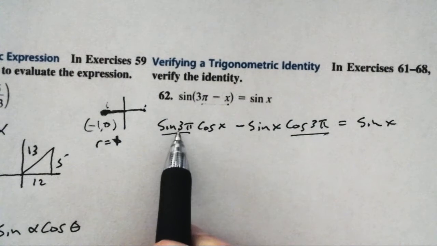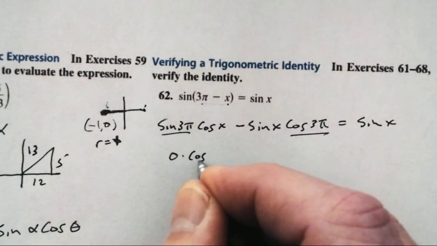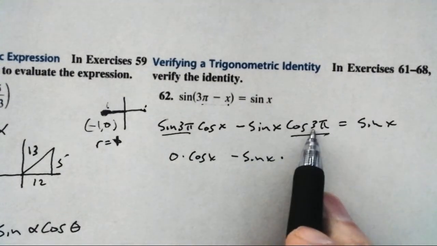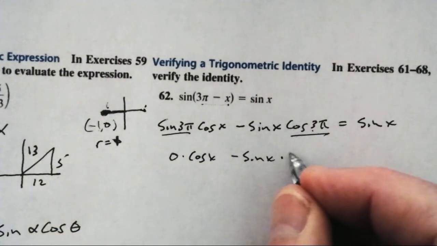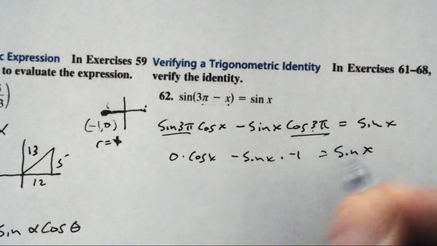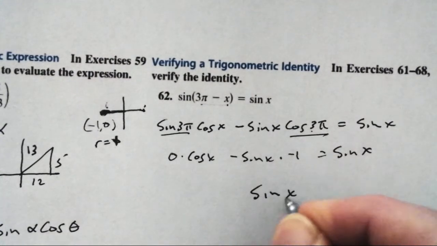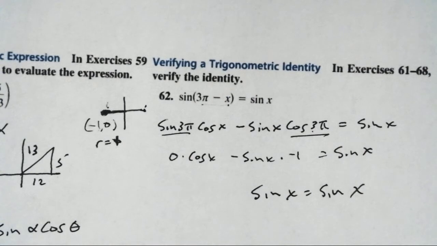And sine is y on r. That's 0 on 1. This is 0 times cosine of x minus sine of x. Cosine is x on r, -1 on 1. And I get 0. Minus times minus is plus, I just get sine of x equals sine of x. There you have it.